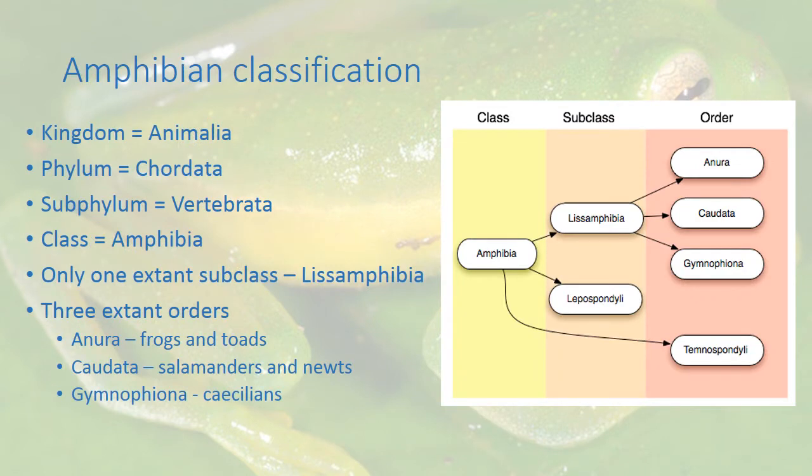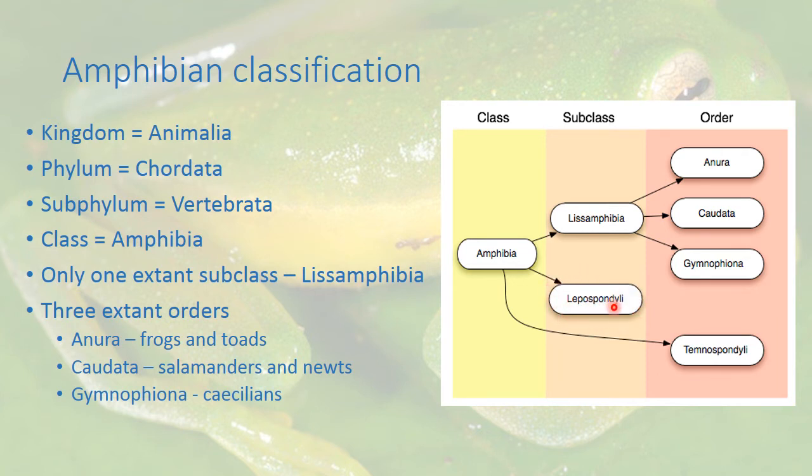Their classification, so the first 3 levels are the same as always for vertebrates, right? Kingdom Animalia, phylum Chordata, subphylum Vertebrata. All amphibians are in the class Amphibia, and then there's only one extant subclass. So if you look on this diagram over here, we have class Amphibia. There's 2 subclasses, but this one is now fully extinct.